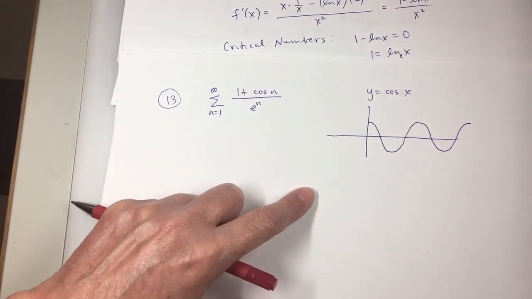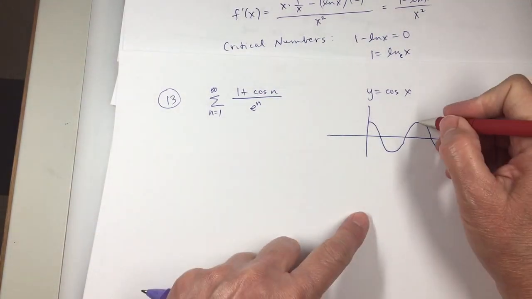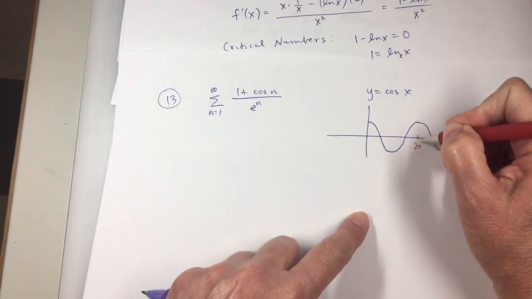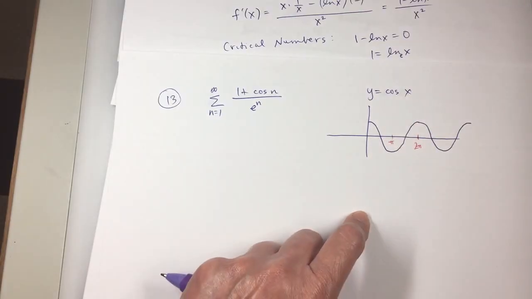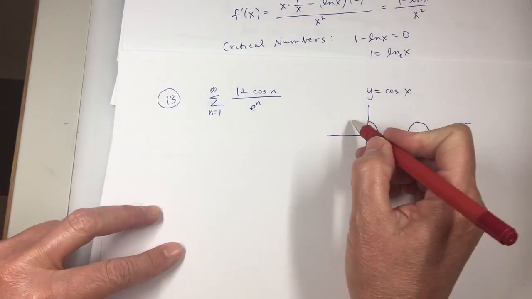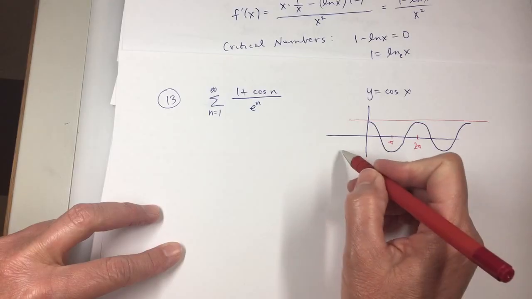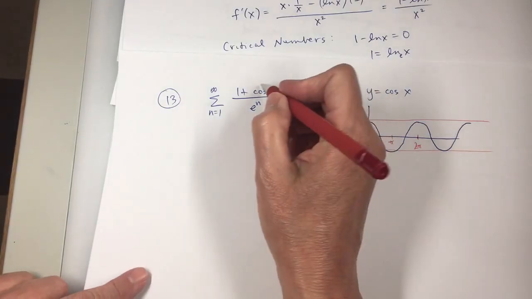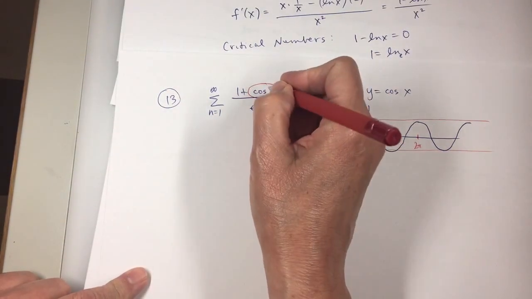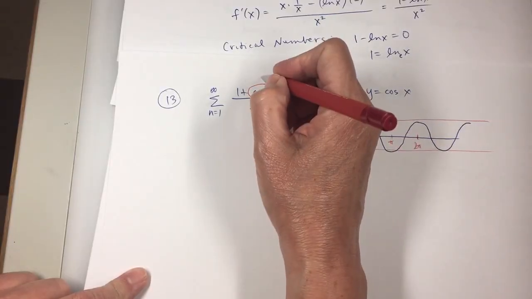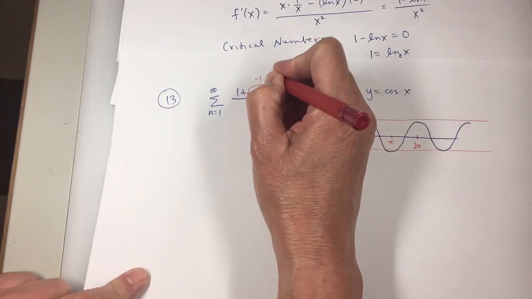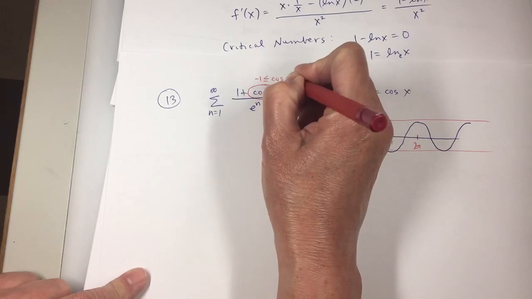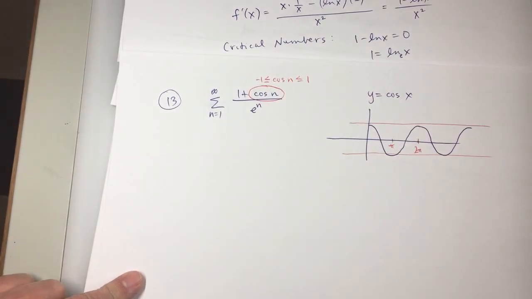Without putting in my numbers, I guess we could put them in. This would be 2 pi. This would be at pi. But the y values never get bigger than 1, and they never get lower than -1. So this part of the problem, this number is always between -1 and 1.